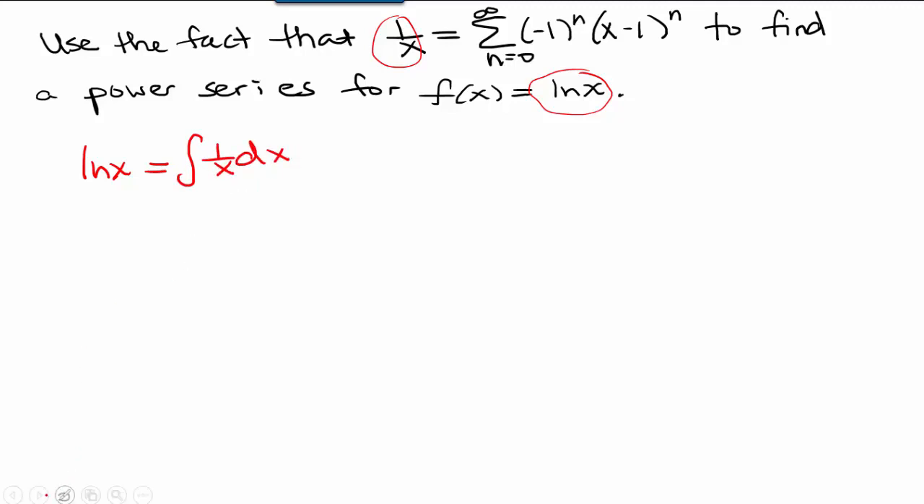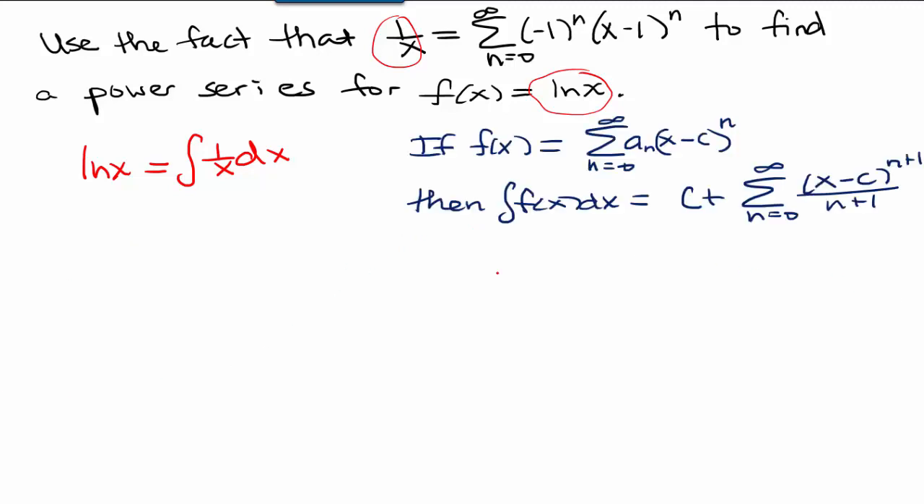And so what we're going to do is use the integration rule for power series. So what does the integration rule for power series say? Basically what it says is that we can apply the power rule for integration. So if f of x is the sum a sub n times x minus c to the n, then the antiderivative of f is going to be c plus the sum n equals 0 to infinity of x minus c to the n plus 1 over n plus 1. So we just added 1 to the power and divided by it.